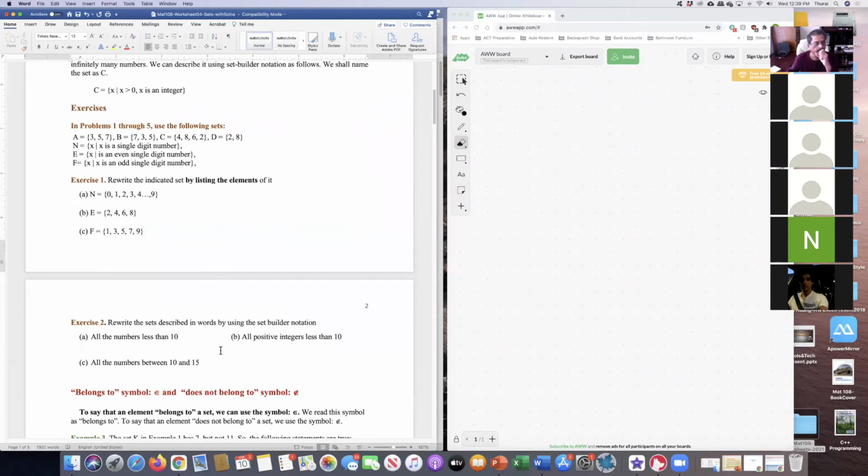Exercise 2 says rewrite these sets described in words by using set builder notation. They are simply described in words, but we have to use set builder notation. So I begin by saying set of all X. Remember, set builder notation means set of all X, such that, what do I write inside?